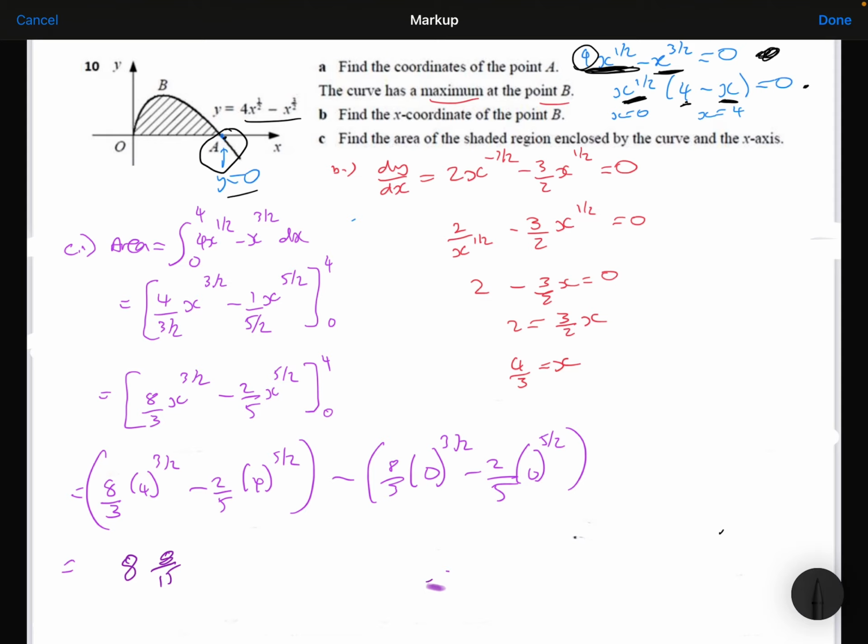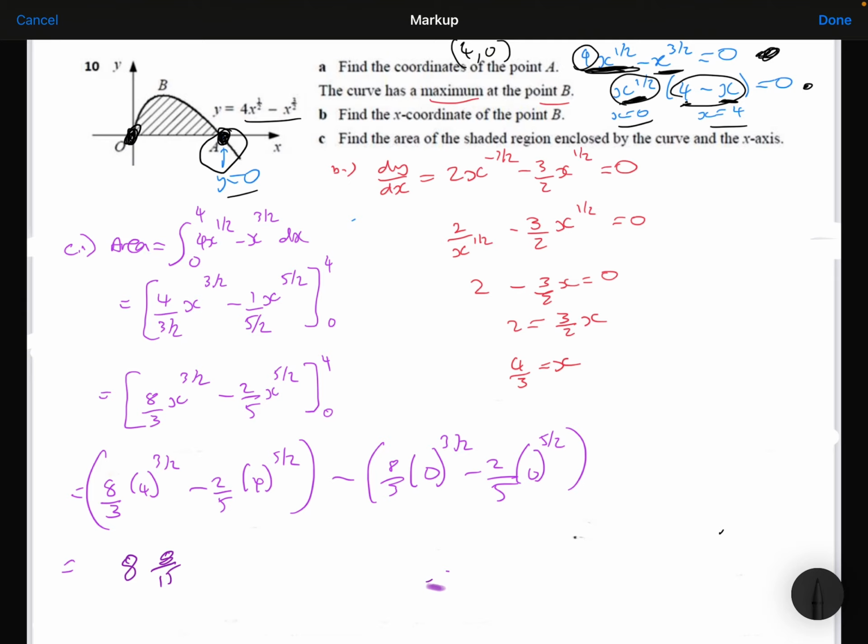So this is factorised, and I can see now that my solutions would either be x equals 0 from here, or x equals 4 from here. The x equals 0 corresponds to the origin, and obviously the x equals 4 corresponds to point A. So the coordinate of point A is 4, 0.